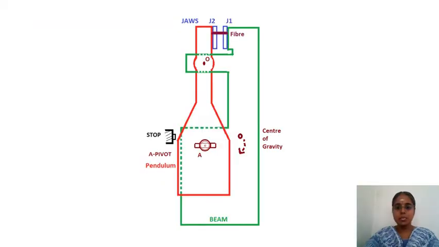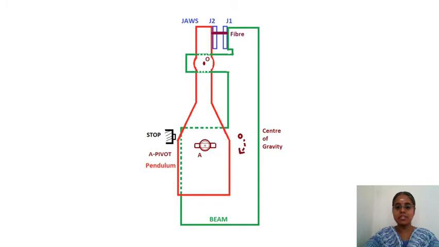This is the fulcrum O, where the beam and the pendulum are held together. If this fulcrum is not there, then the movement of the beam will not cause any movement of the pendulum. Then here, this is already seen, the center of gravity of the pendulum.